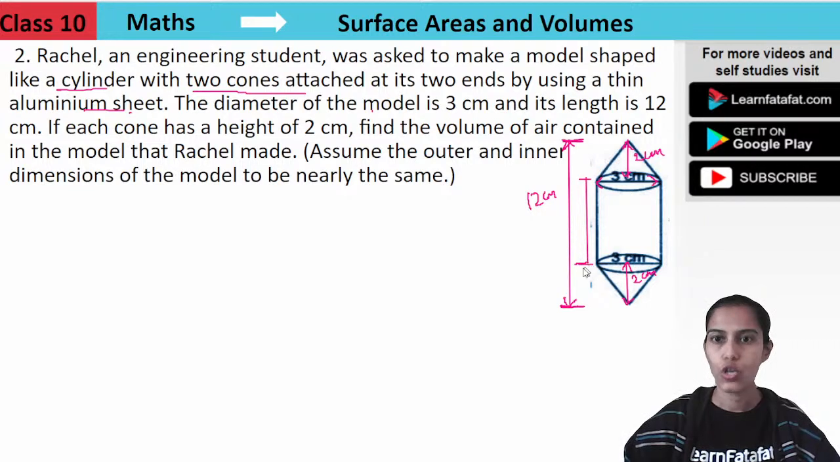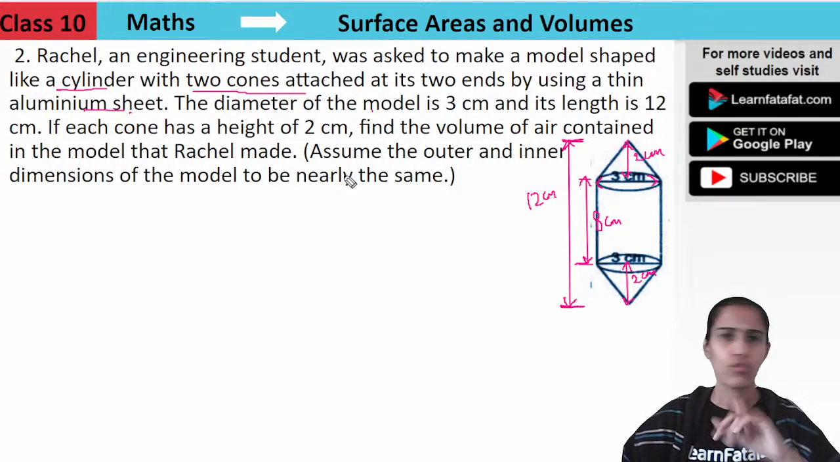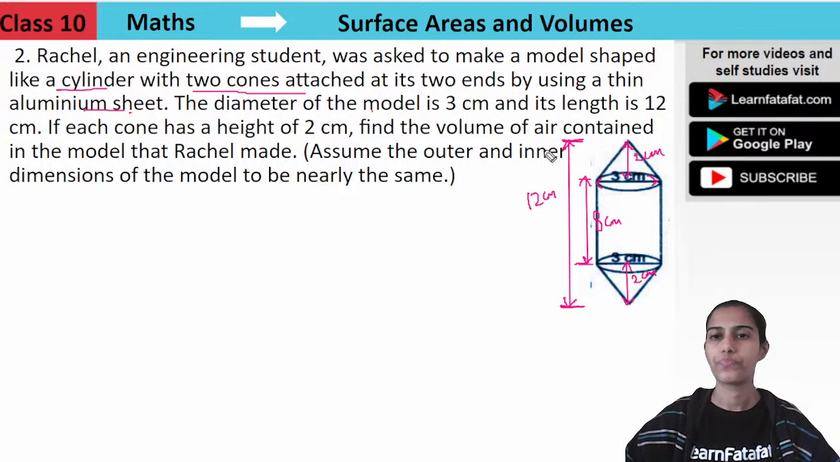12 minus 2 minus 2 means 12 minus 4. So this becomes 12 minus 4, 8. So height of the cylinder I have got 8 centimeter. Okay. So dimensions are all written here. I hope you understood all the dimensions.